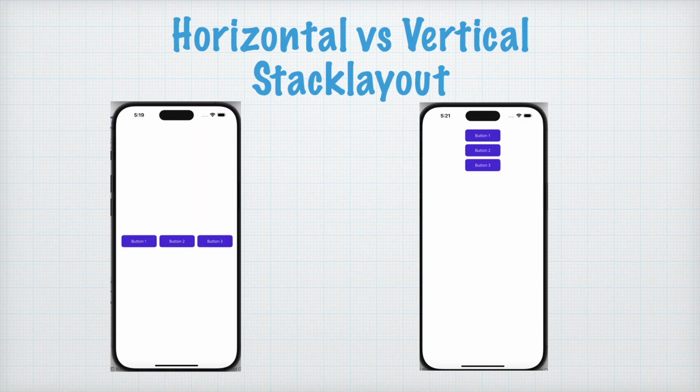So what is a horizontal or vertical stack layout? In .NET MAUI, horizontal and vertical stack layout are specialized, or we can say derived versions of stack layout. They give you more control over how you organize your UI components by clearly defining whether you want to stack elements horizontally or vertically. Now let's go to Visual Studio and see how these layouts work.